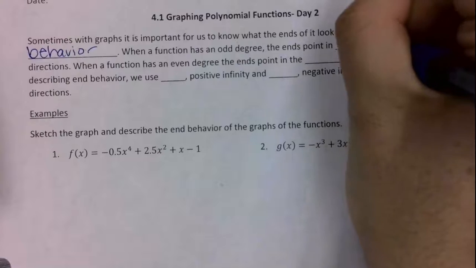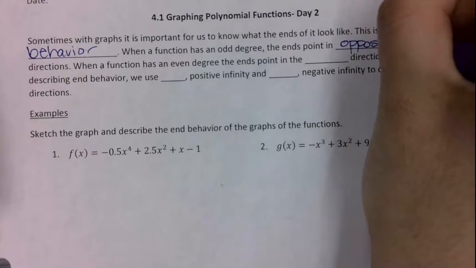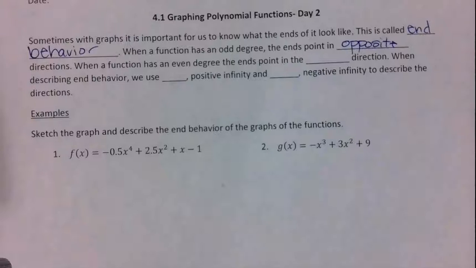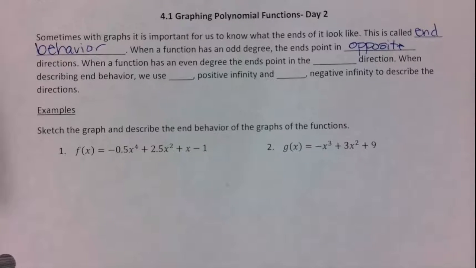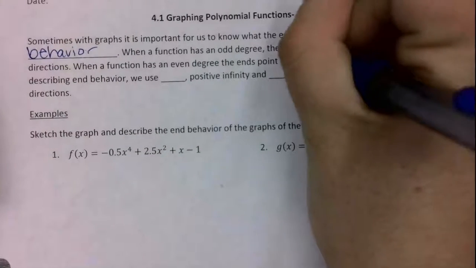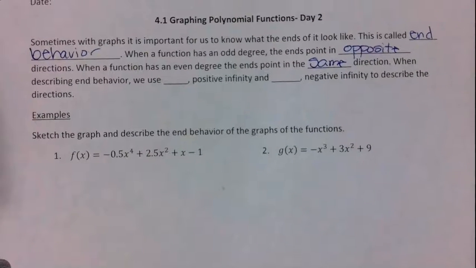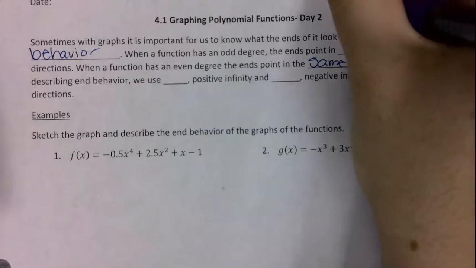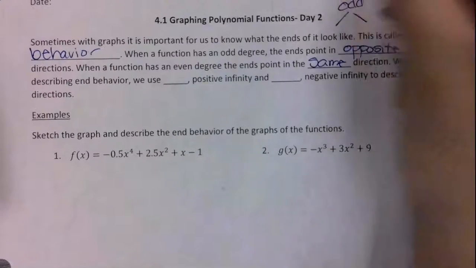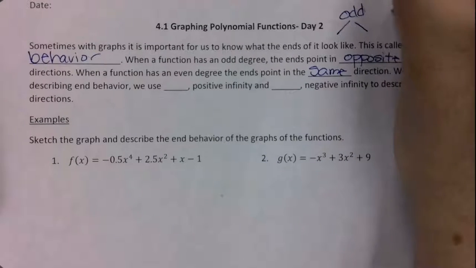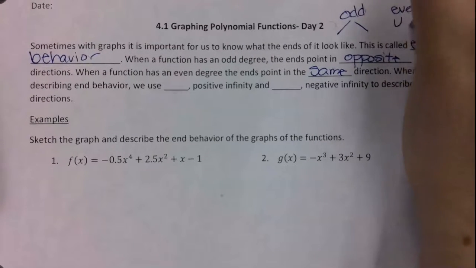opposite directions. So if I had an odd degree, one side would be going up and the other side would be going down. And then if it has an even degree, the ends point in the same direction. So odd functions kind of look like that. Even looks like this.